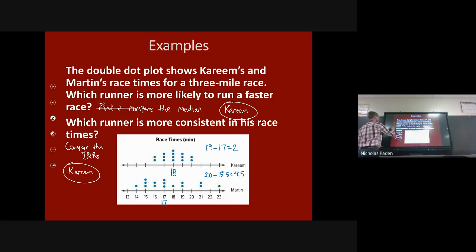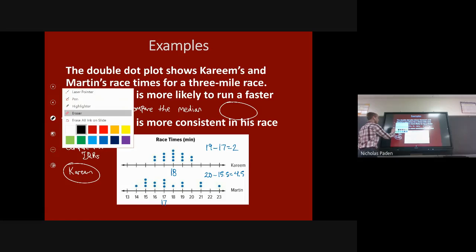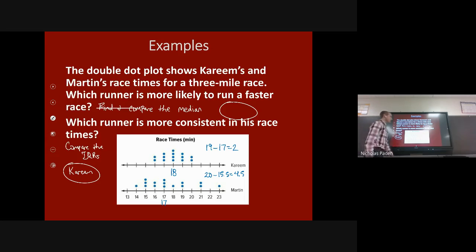All right. One last little mistake that I need to correct. A faster race would mean they run a faster time, right? So if Martin runs a 17-minute median, then he's going to have a faster race. I was thinking who would run longer, but since you're talking about race times, think about that. Race times, you want a lower number. Okay, so Martin's number is going to be lower than Kareem's, so he would run a faster race because his median is 1 minute faster than Kareem's.